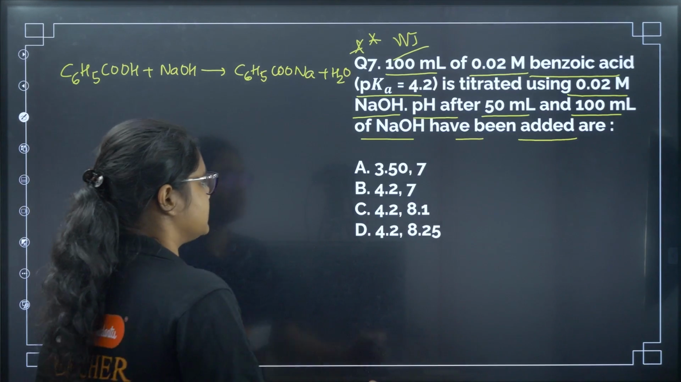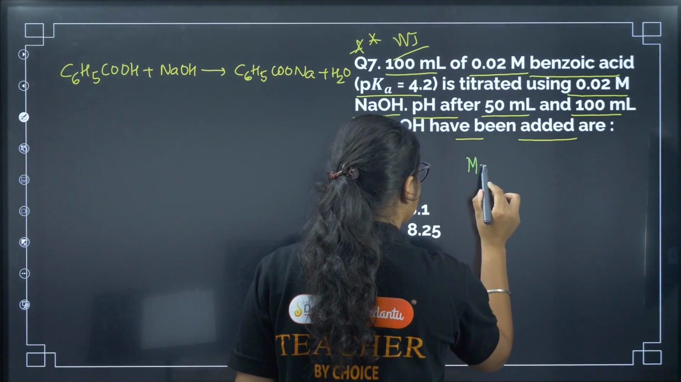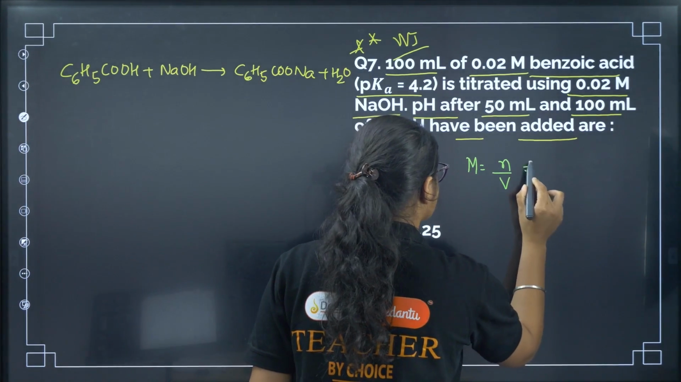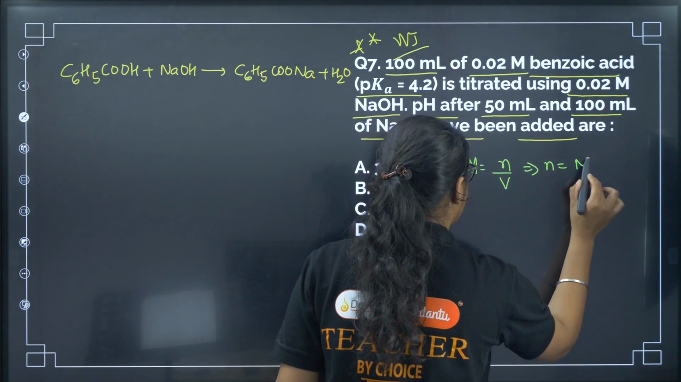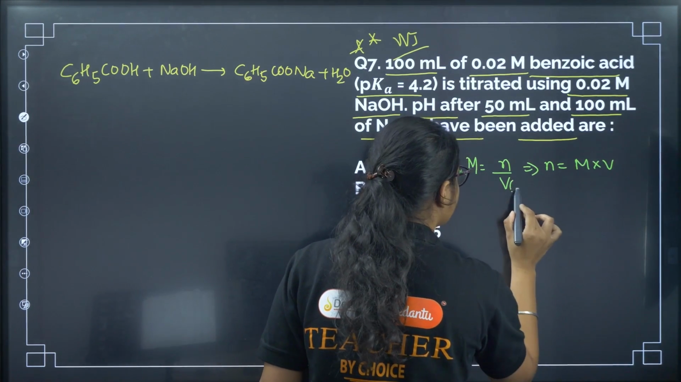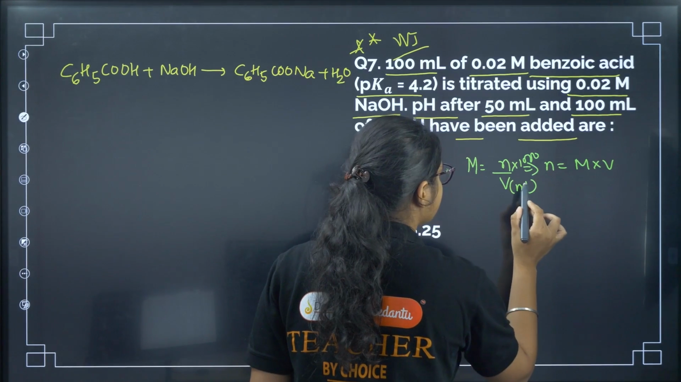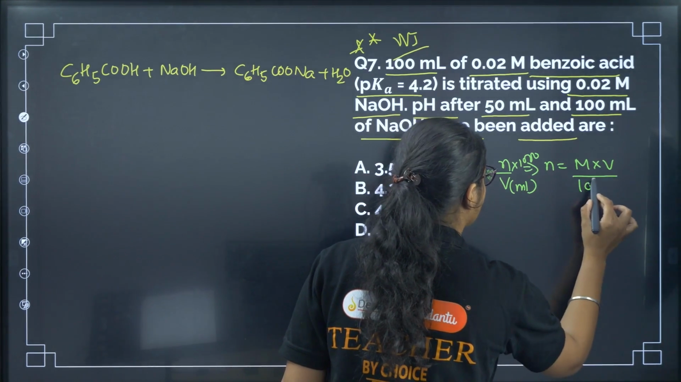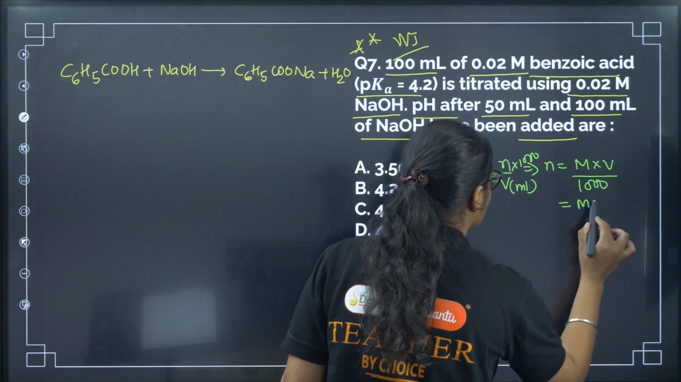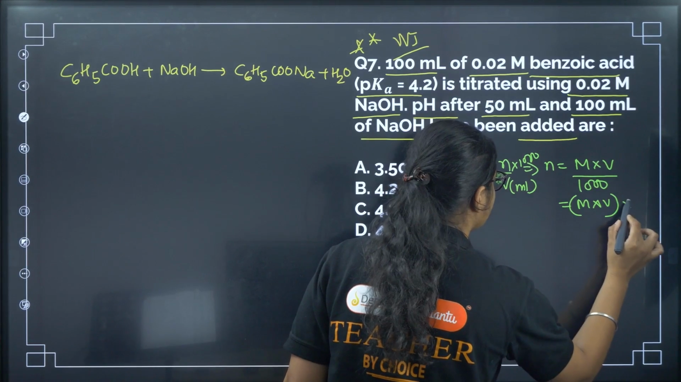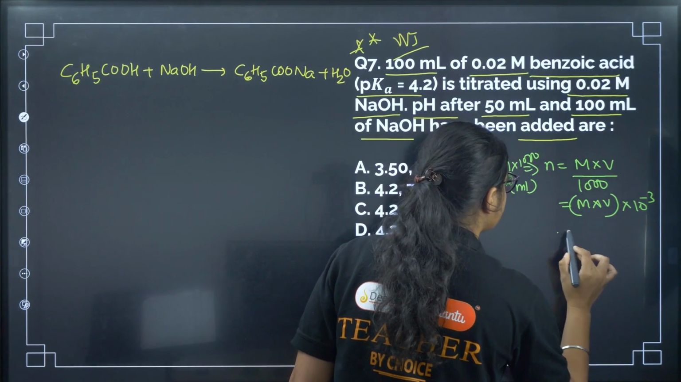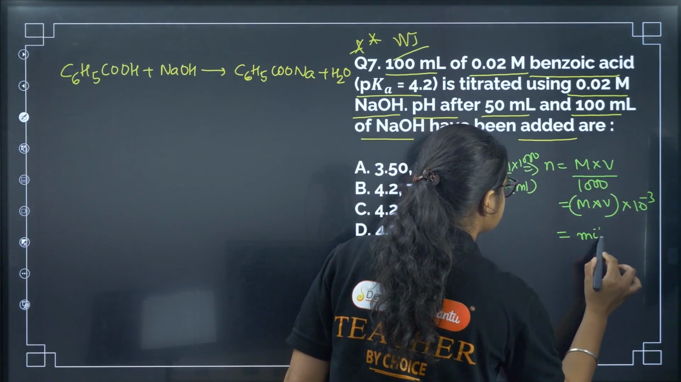Now, what are the values given? For benzoic acid, if you know, molarity is equal to number of moles by volume. So number of moles can be equal to molarity into volume. If volume is in ml, we multiply by 1000 here. So that means it will become molarity into volume by 1000. So I can write molarity into volume into 10 to the power of minus 3.